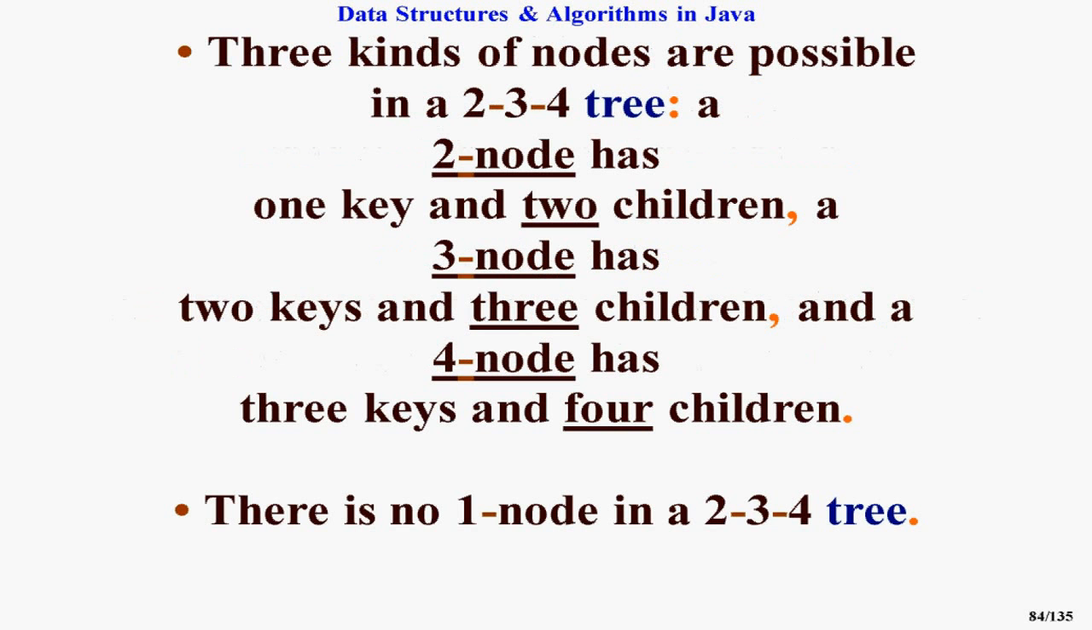3 kinds of nodes are possible in a 2-3-4 tree. A 2 node has 1 key and 2 children, a 3 node has 2 keys and 3 children, and a 4 node has 3 keys and 4 children. There is no 1 node in a 2-3-4 tree.